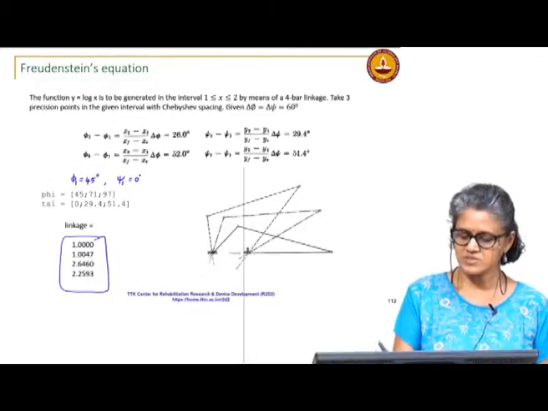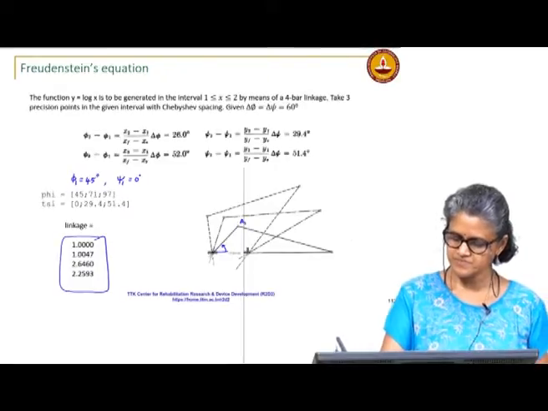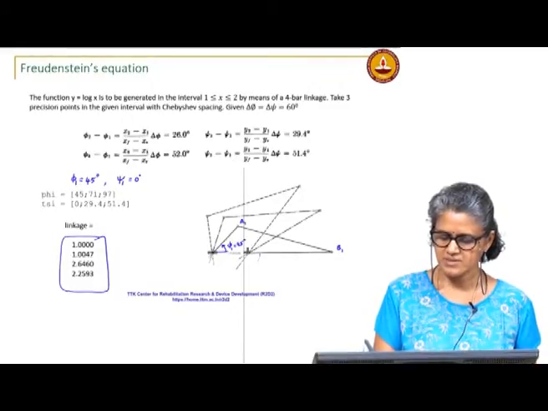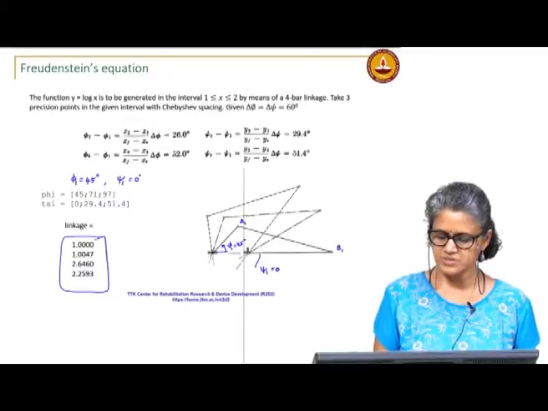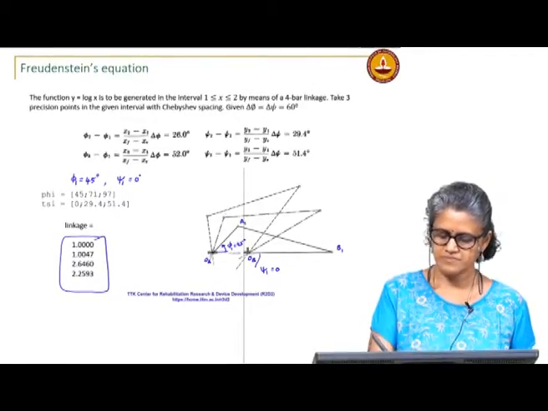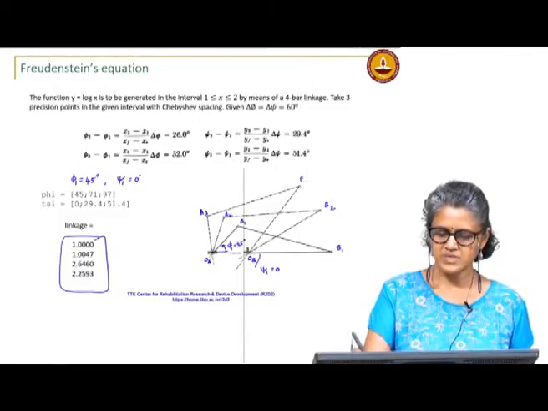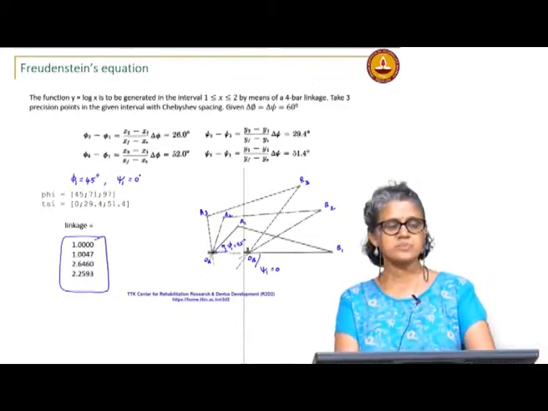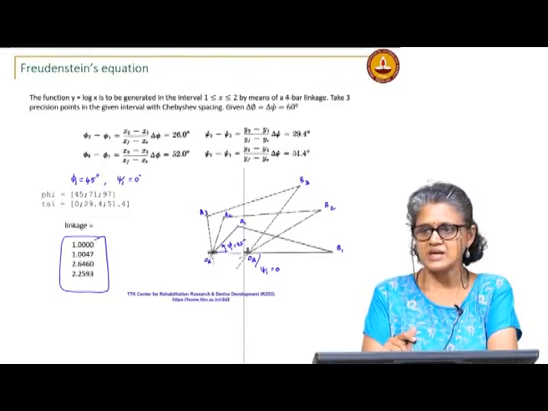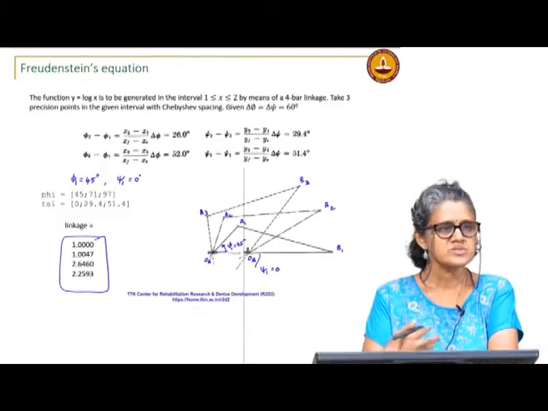So, this would be the first position A 1, B 1. You can see this is phi 1 equal to 45, this is psi 1 equal to 0, this is O A, O B, this would be A 2, B 2, A 3, B 3. So, this would be the example of using Freudenstein's equation using a programming language like MATLAB to do your synthesis.